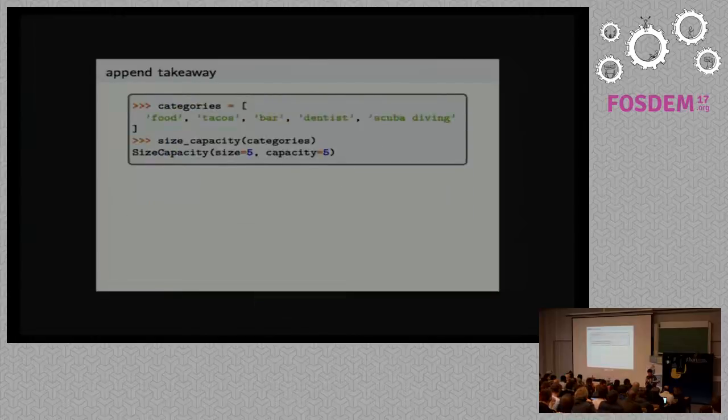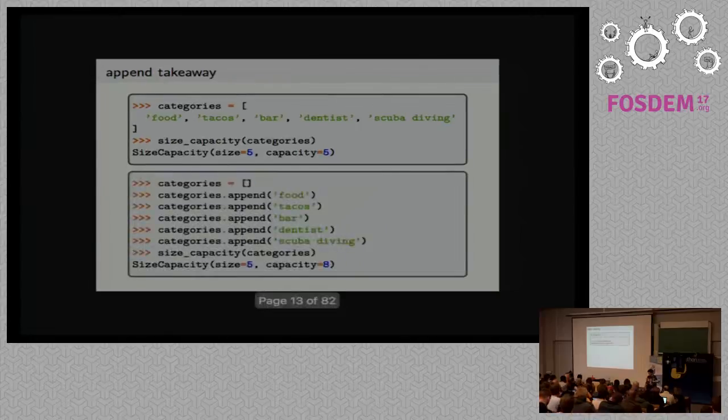One thing to note about append: let's say you create a list when you know its content when you declare it, its size would be 5 for this one and its capacity would be 5. If instead you decide to create an empty list and call append five times, then due to the growth pattern, the size would also be 5, but the capacity would be 8. So even though those two lists contain the same items, they're not the same and they don't have the same memory footprint.